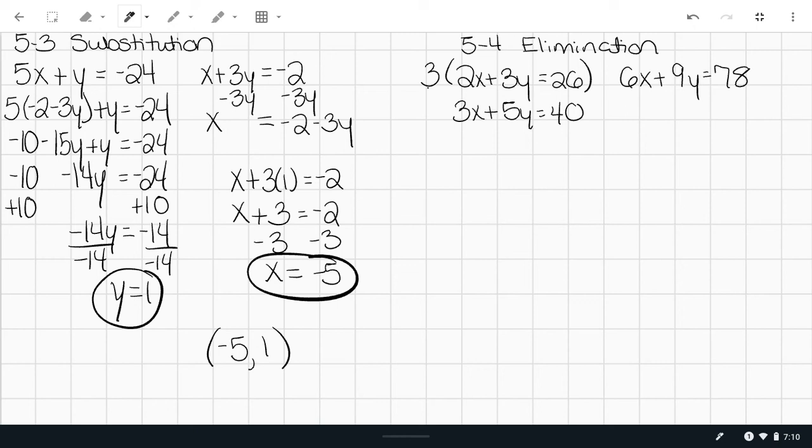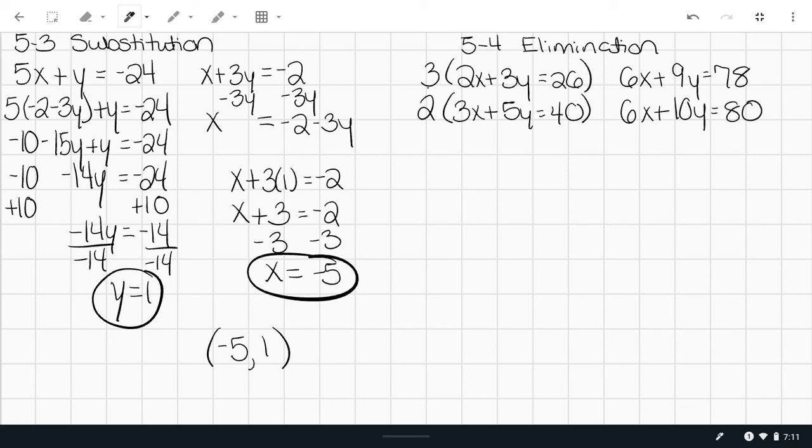Then the second one, you're going to go ahead and multiply by 2 because 3 times 2 is 6. You would get the 6x again. 2 times 5y is 10y. And 2 times 40 is 80.